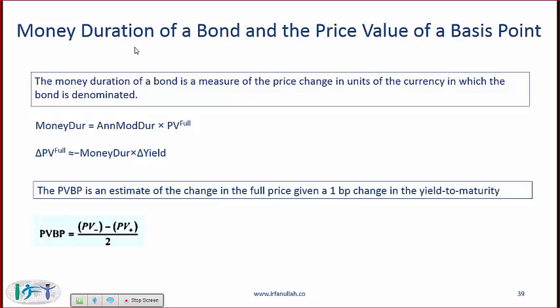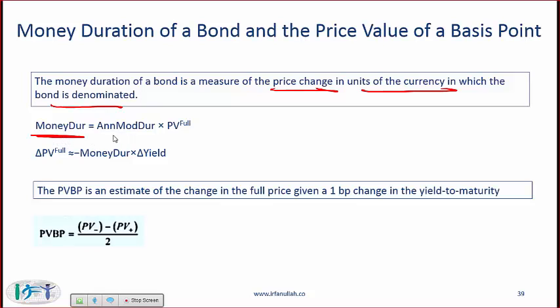Money duration of a bond and the price value of a basis point. So these are just things to remember. The money duration of a bond is a measure of the price change in units of currency in which the bond is denominated. Up till now, we've been talking about duration where we have a percent. So we say that a duration of 2 means that a 1% change in interest rate will result in a 2% change in bond price. When we talk about money duration, we are talking about changes in dollar value. So this is something you should remember.